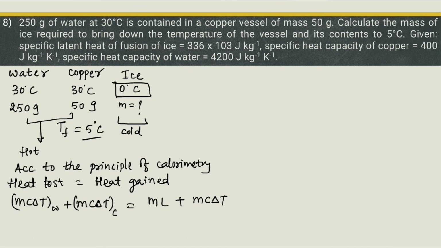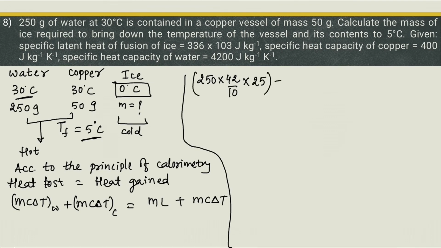So mass of water is 250. Let me write here 250. Specific heat capacity of water 4.2. What is delta T for water? Initial temperature 30, final temperature 5. So 25, plus mass of copper 50 gram.